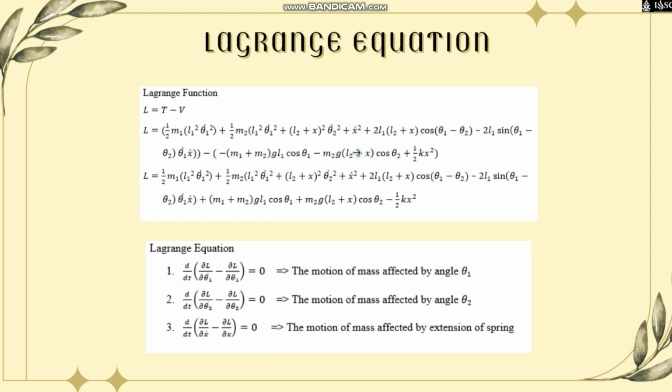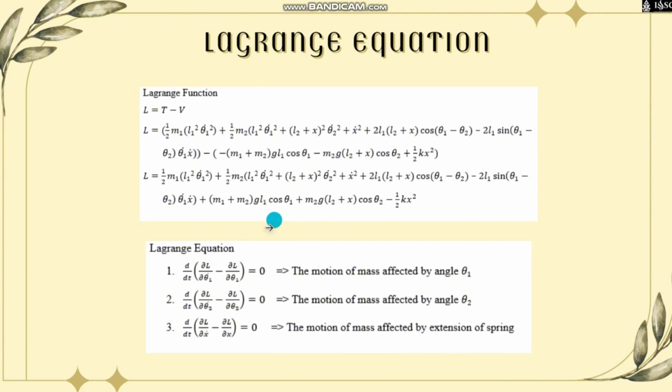After we got the kinetic and potential energy, the next step is to put them into the Lagrange function, where L is equal to T minus V, kinetic minus potential. We just need to substitute the T from before and the V also from before to have this. It is the T until this, and it is minus the potential energy. If we write the Lagrange function again, it will become this equation.